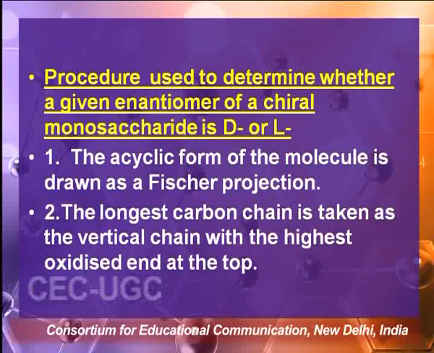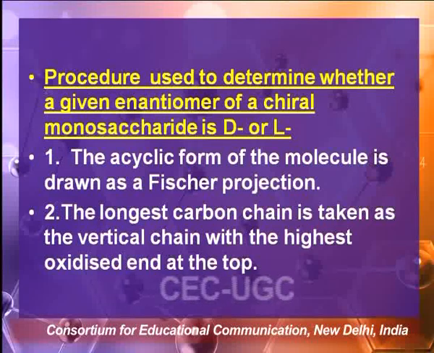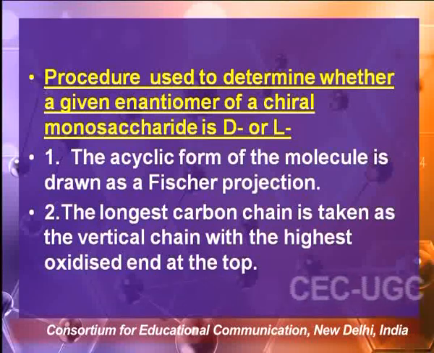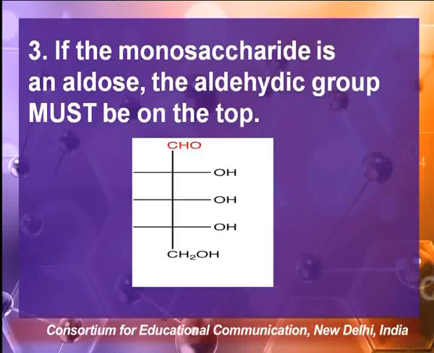In a Fischer projection, we take the longest carbon chain as the vertical chain with the highest oxidized end at the top. So if the monosaccharide is an aldose, the aldehyde group must be written on the top. So this is what you can see here. I have taken an aldopentose sugar here.